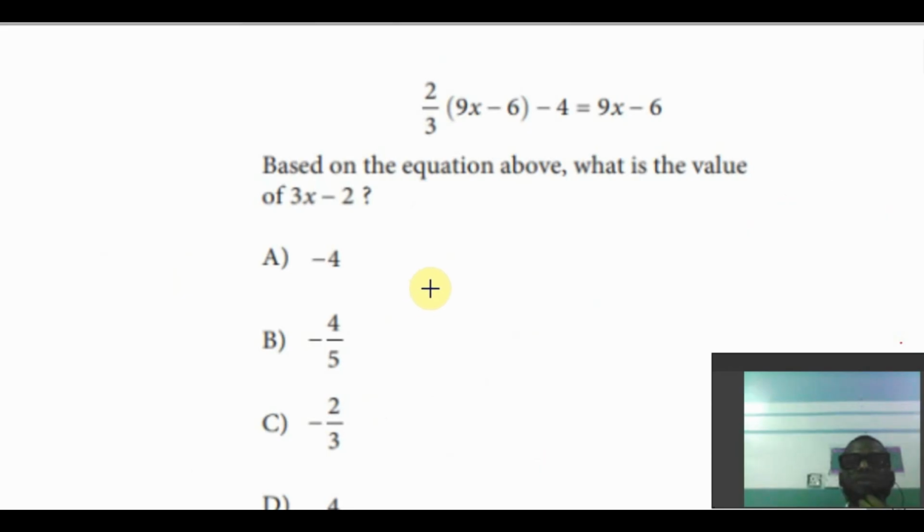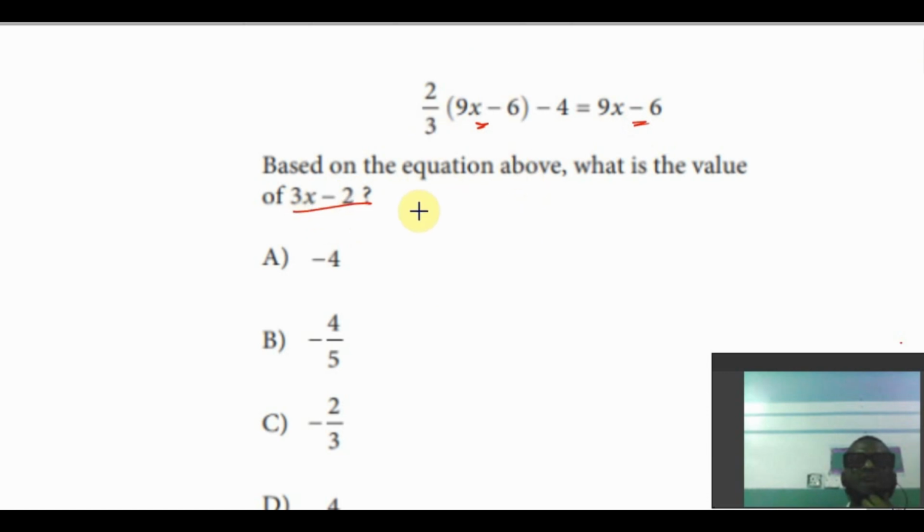Based on the equation above, what is the value of 3x minus 2? Okay, 3x minus 2. I can solve this to find the value of x, then later find 3x minus 2, or I can factor out 3 here. When I factor out 3, I'm left with 3x minus 2. So I can now solve for 3x minus 2.